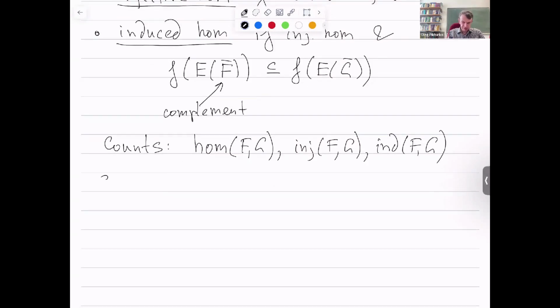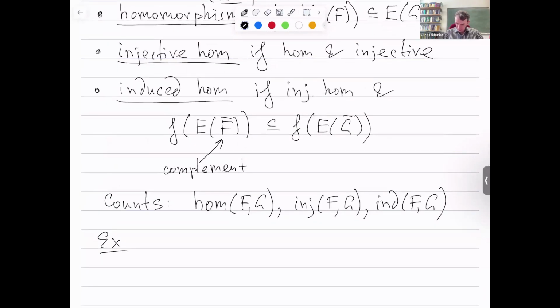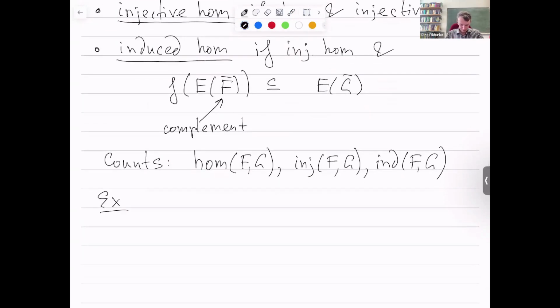And so maybe let's look at one quick example. Oh, I see one more. Okay, there was a question. I guess the question was about the right-hand side being edges of G complement. Oh, yeah, you're right. So we wanted to say that every non-edge of F is sent to a non-edge of G.